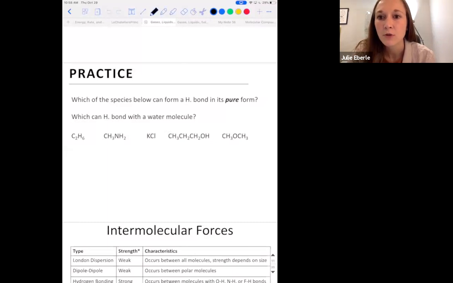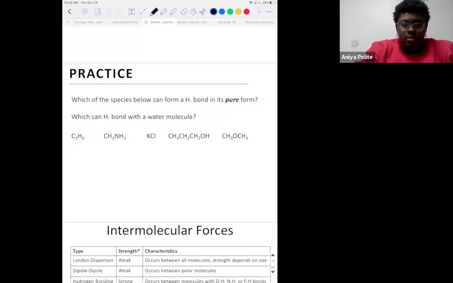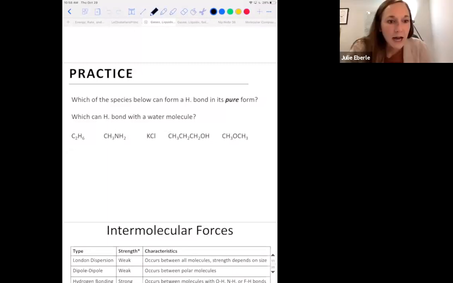Okay, does anybody remember the 3 kinds that we talked about? Trying to get the chat up. Okay, what do we got in the chat? Dipole, yep. London dispersion and hydrogen bonding. Those are the 3 kinds we talked about. And as a reminder, hydrogen bonding is the strongest. London dispersion, or van der Waals as it's also known, is the weakest.